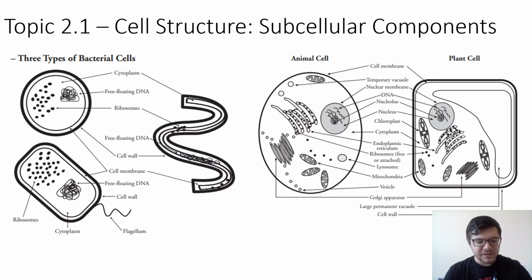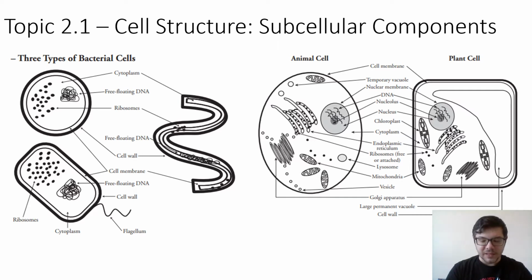Mitochondria is mentioned in topic 2.1 as well. So mitochondria have a double membrane. The outer membrane is smooth, but the inner membrane is highly convoluted, forming folds.